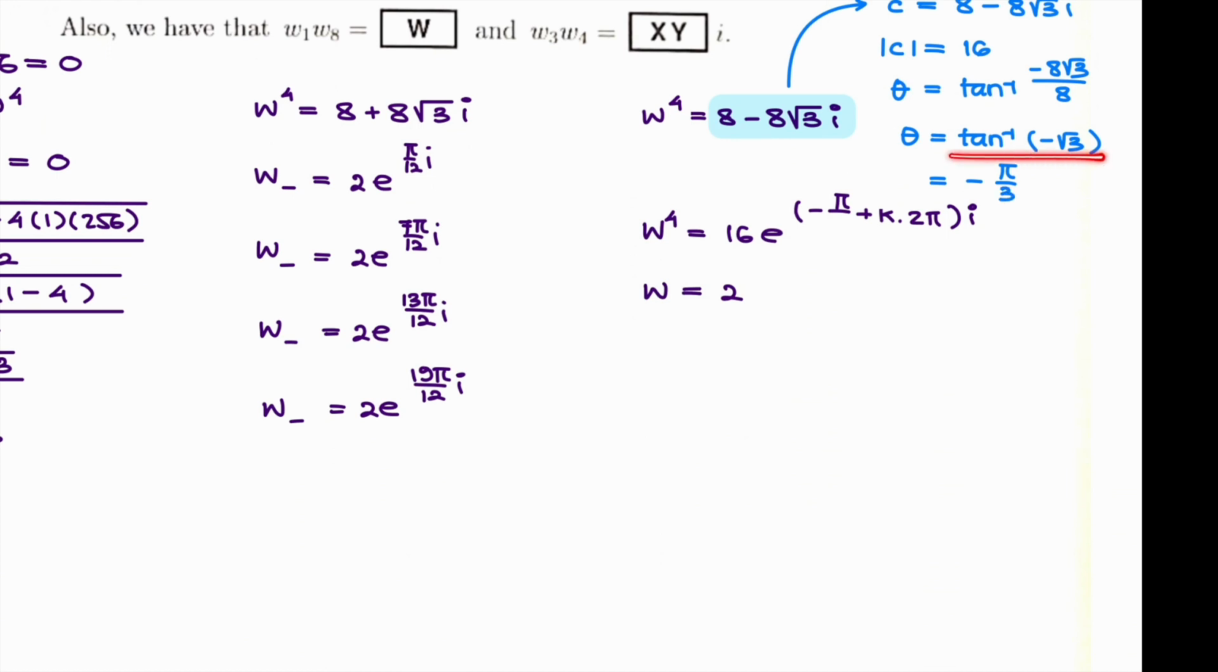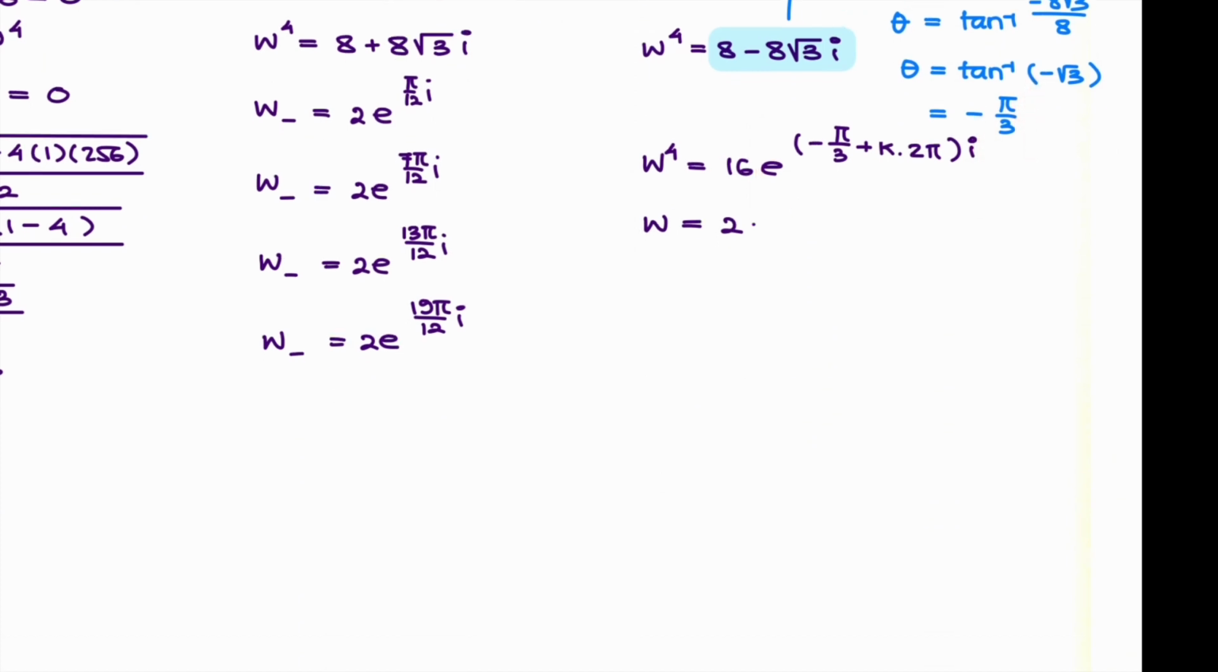Tan inverse of negative square root of 3, yeah? It is negative 60 degrees. So the modulus is 3 here, and then if you take the fourth root of it, that means you raise it to the power of 1 over 4, then you will obtain e to the power of negative pi over 12 plus k pi over 2, i.